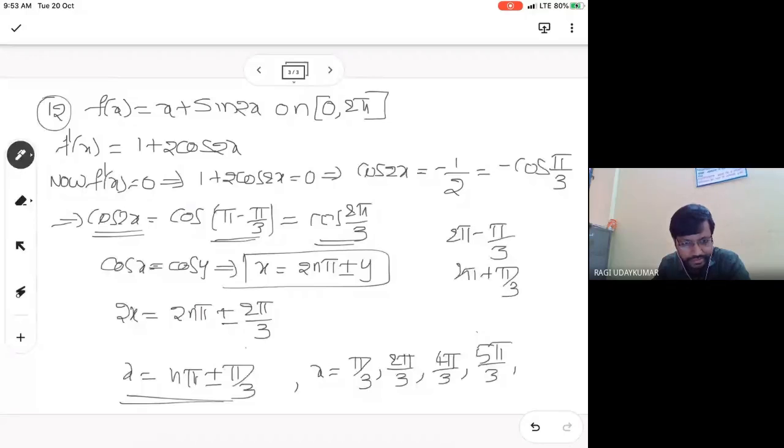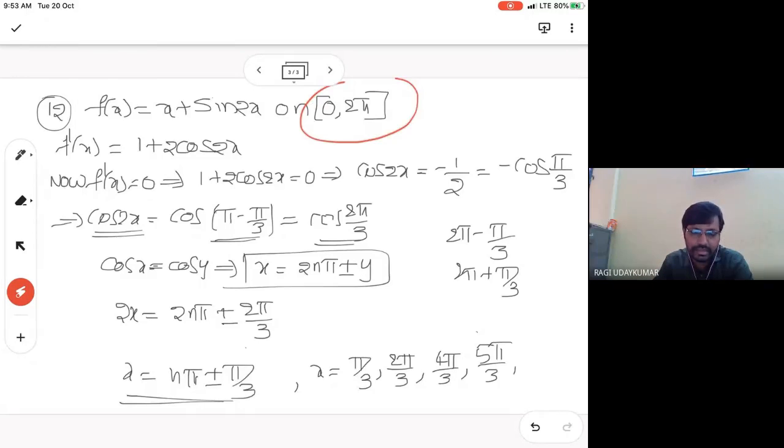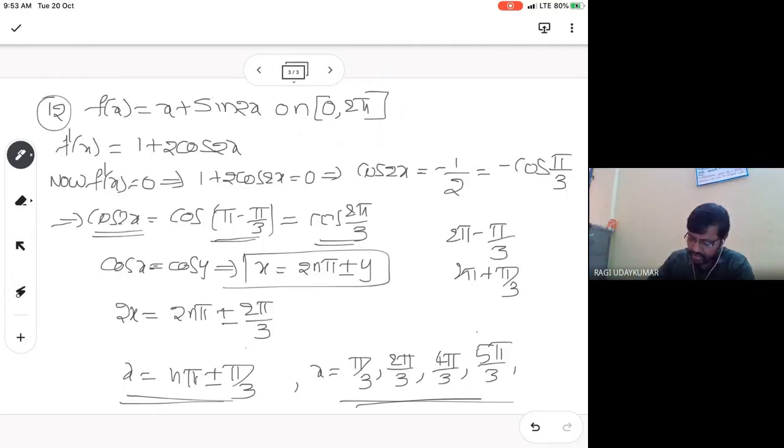Can I write 7 pi by 3 also? No. Why? 7 pi by 3 is not in this interval. Did you get my point? Did you understand? So only these points are the critical points.